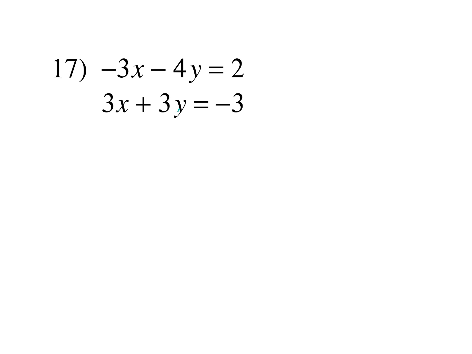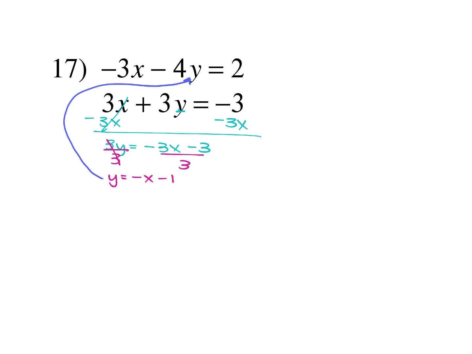So to solve for y, we're going to move the 3x over by subtracting it from each side. We have 3y is equal to negative 3x minus 3. Then we just divide each side by 3. Remember, when you divide each side by that 3, you're dividing every term by that 3. So the negative 3x divided by 3 is just negative x, and negative 3 divided by 3 is negative 1. So if y is equal to negative x minus 1, plug that negative x minus 1 in for y in the top equation and solve for x.